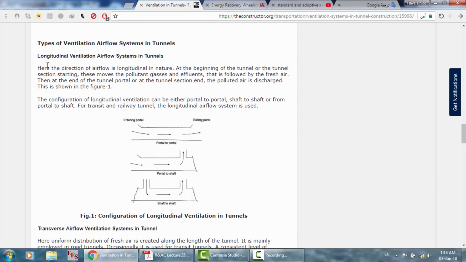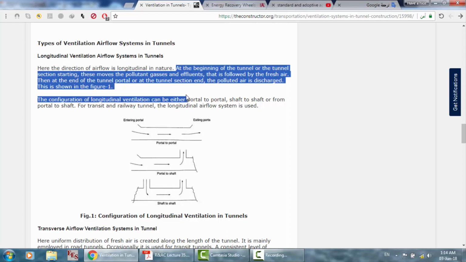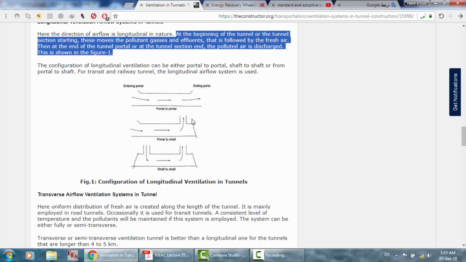Here, the direction of the airflow is longitudinal in nature at the beginning of the tunnel or the tunnel section starting. This moves the pollutant gases and influence that is followed by the fresh air. Then at the end of the tunnel portal or at the tunnel section end, the polluted air is discharged. So we have here a picture of this.